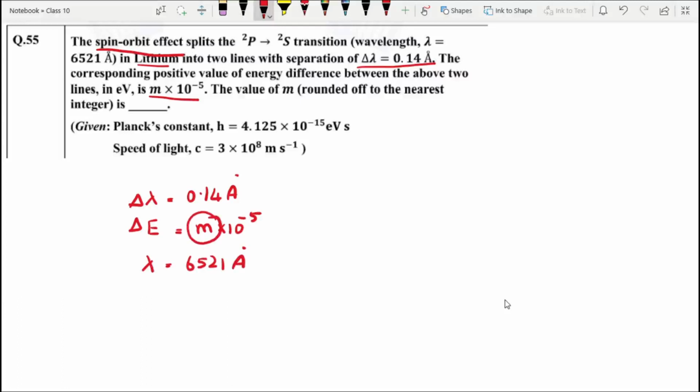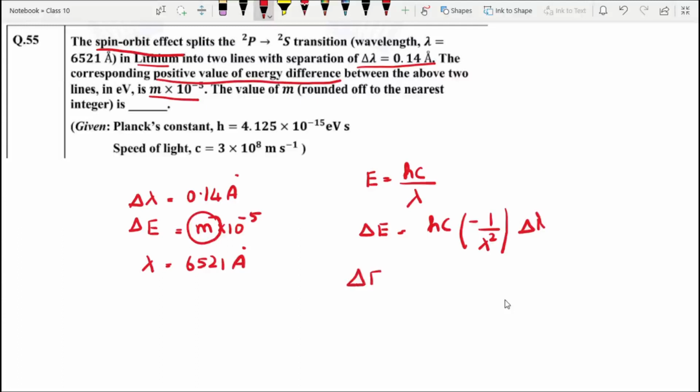Okay, so we already know E is equal to hc divided by lambda. So delta E is equal to hc minus 1 divided by lambda square into delta lambda. So in the question they have said only for the positive value of energy difference. So delta E is equal to hc divided by lambda square into delta lambda. As they have given positive, we have removed the negative one and we are calculating only the positive value.